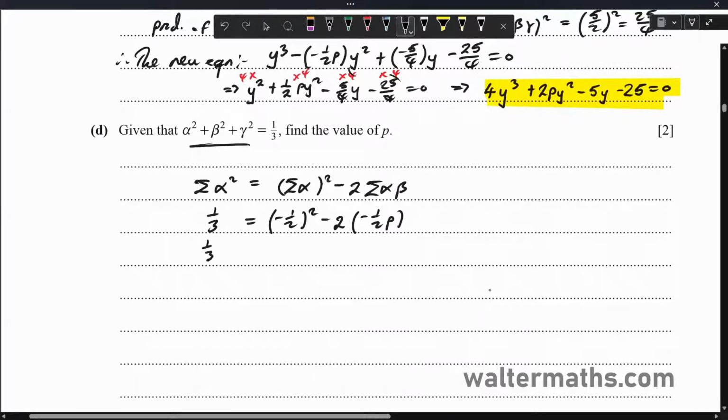So that's a third is equal to a quarter, and here it's plus p. So p is a third minus a quarter. And what is a third minus a quarter? Is it 1/12? 1 over 12. So that happens to be the answer. Yeah. So that's how we answer this particular question. Let's move on to the next one.